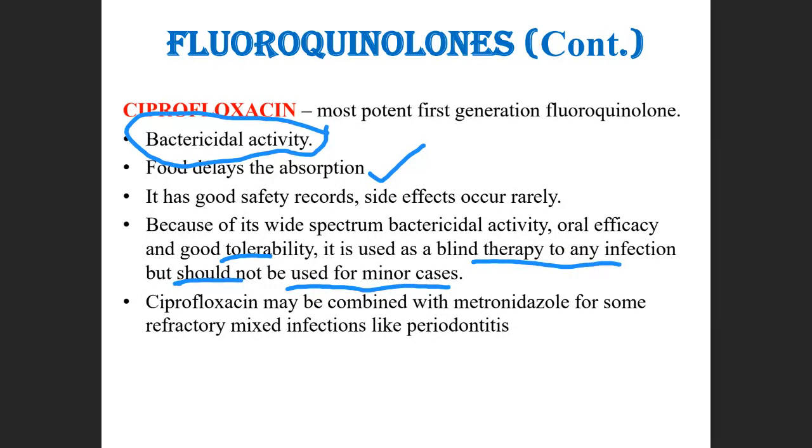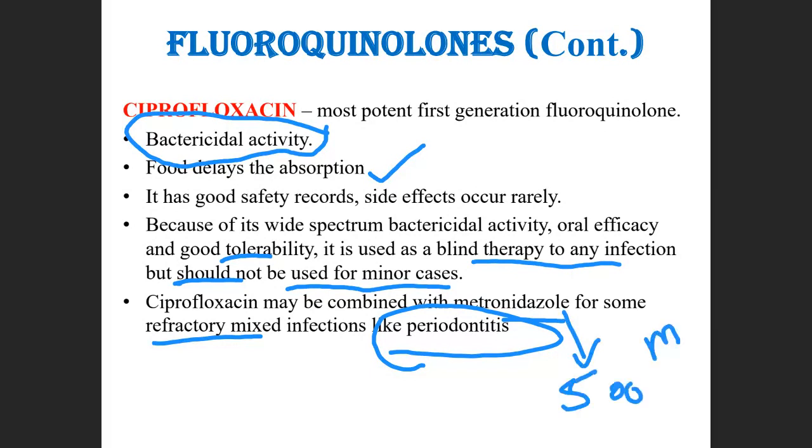And ciprofloxacin may be combined with metronidazole for some cases of refractive mixed infection in periodontitis. So in the case of periodontitis, it is combined with metronidazole. Metronidazole dose will be 500 milligrams, given up to 3 times a day, that is TID for dentistry, and this can be given for 3, 5, or 7 days, based upon the severity of the infection. The days can be more or maybe less.